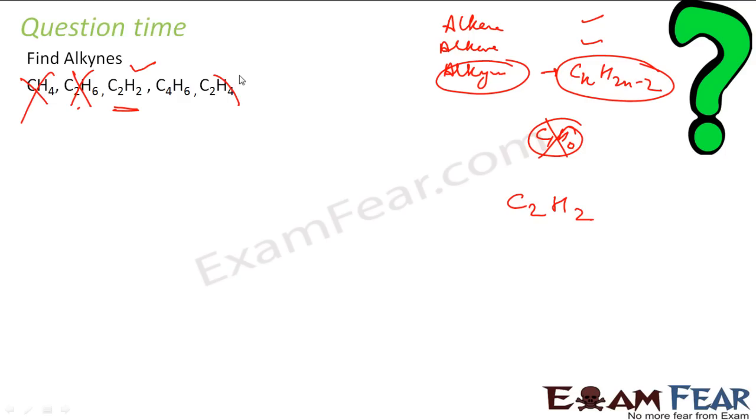This is correct. C2H4 is also not the one because if I take 2 carbon, hydrogen will be 2. Let's take C4H6. C4H becomes 2 into 4, 8 minus 2, 6. C4H6, yes. So these are my answer. I hope you understand. Use this formula. I applied the value of n as 1 for this case, 2 for this case, and I found that in the case of these two, this formula matches. In other cases, the formula is not matching. So these are my alkynes.